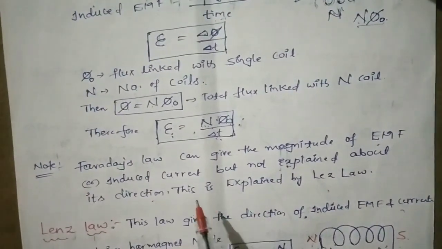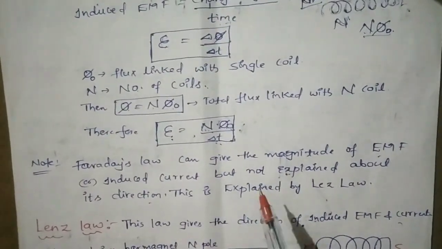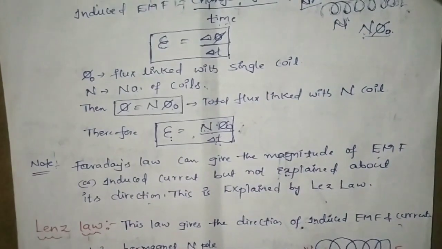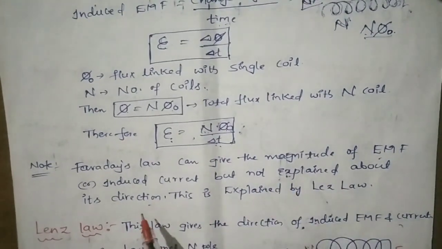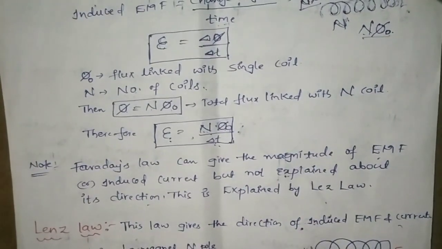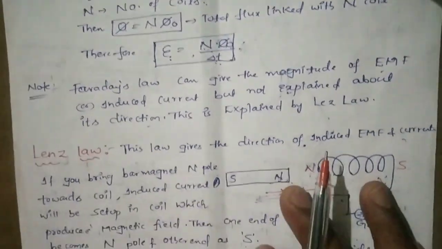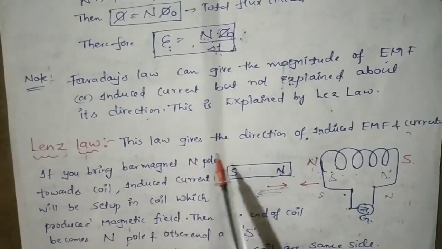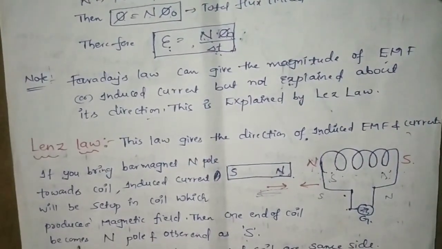Now Faraday's law gives the magnitude of the EMF or the induced current, but it does not explain the direction of the current. This will be explained by a law called Lenz's law. Let us see what Lenz's law explains. This law gives the direction of the induced EMF and the current in a coil.